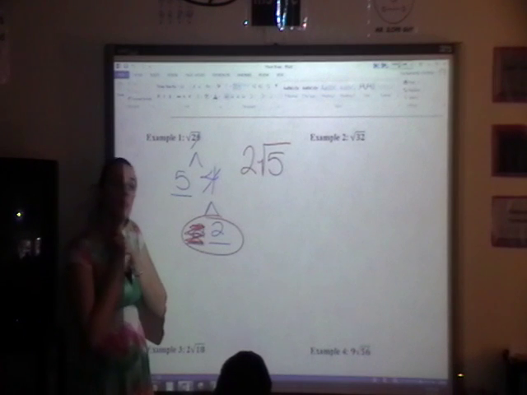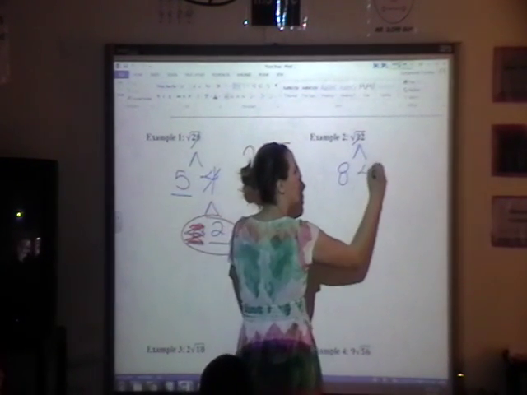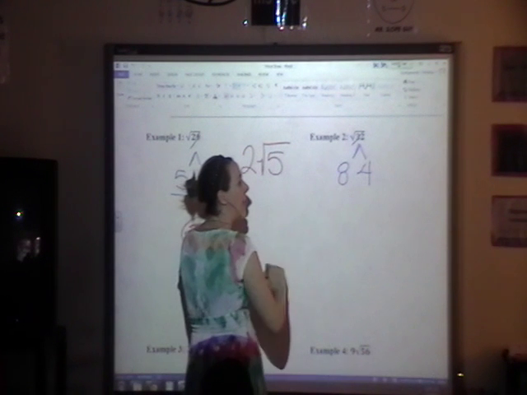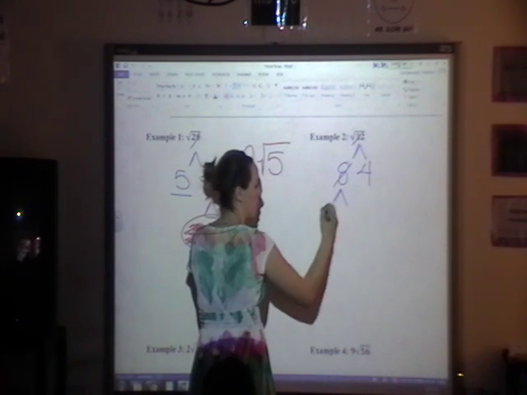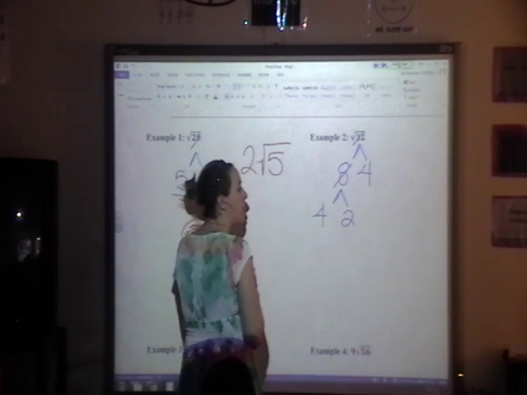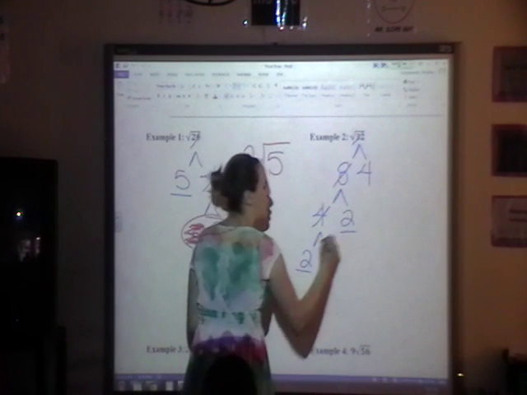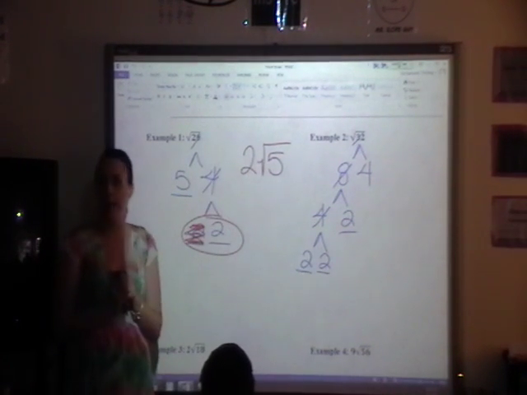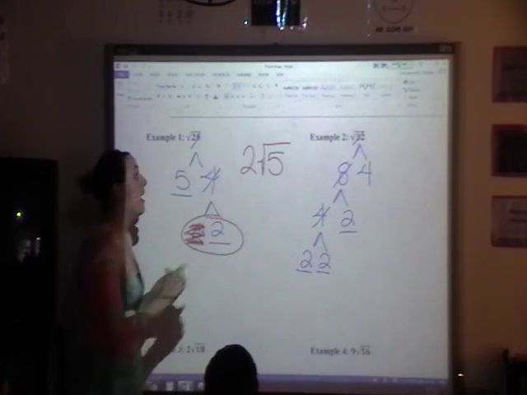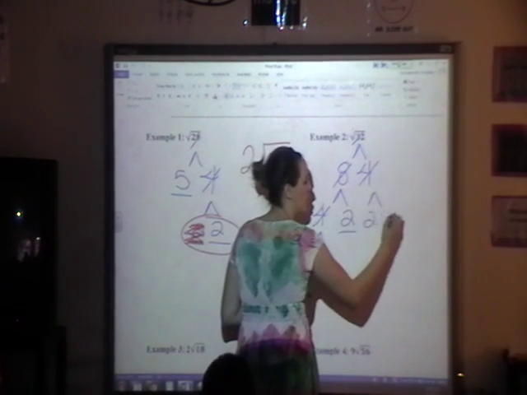Square root of 32. Perfect. So you break down 32 into 8 and 4. How can I break down 8? 4 and 2, 2 and 4, doesn't matter. How can I break down 4? 2 and 2. So 2, 2, and 2. I have some prime factors. I'm going to underline those suckers. Yep, don't forget about your other 4. How can I break him down? 2 and 2.